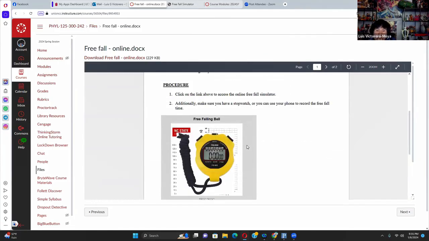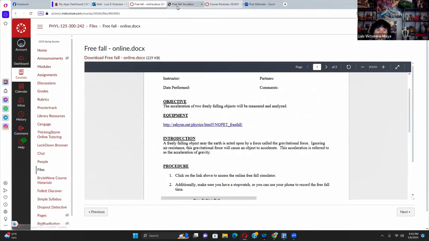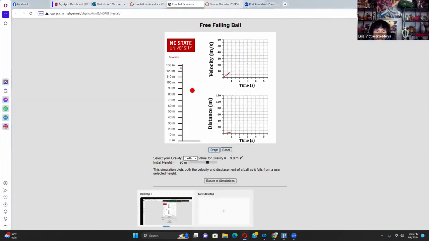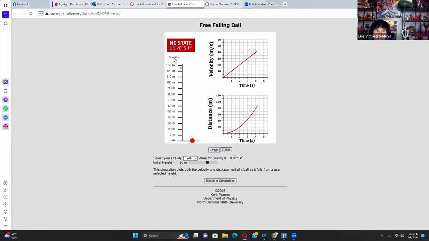So let's suppose you use a simulator. So the simulator is here. You can reset it anytime you want, and you can change the values of height. If you drop it, you can use a stopwatch, but I'm going to use the timer. Now they give you the velocity versus time graph and the distance versus time. The distance versus time is actually a parabola. So we can use that, but let's linearize it by doing distance versus time squared. That will give you a line, as you will see in a bit.